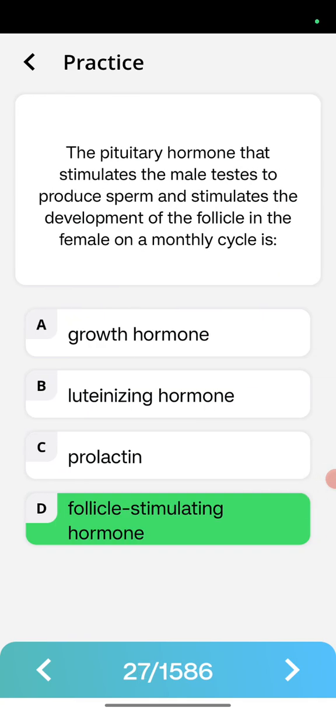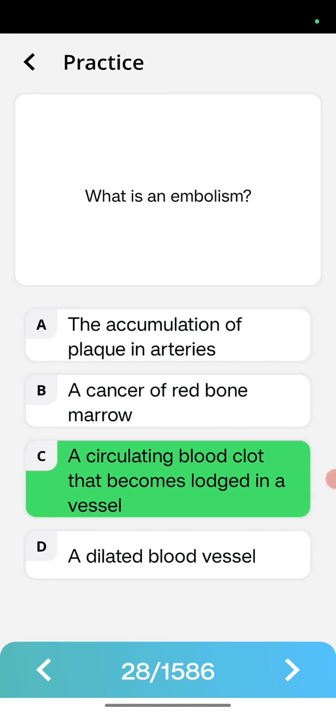The puberty hormone that stimulates the male testes to produce sperm and stimulates the development of the follicle in the female on a monthly cycle is follicle stimulating hormone, FSH. What is an embolism? A circulating blood clot that becomes lodged in a vessel.